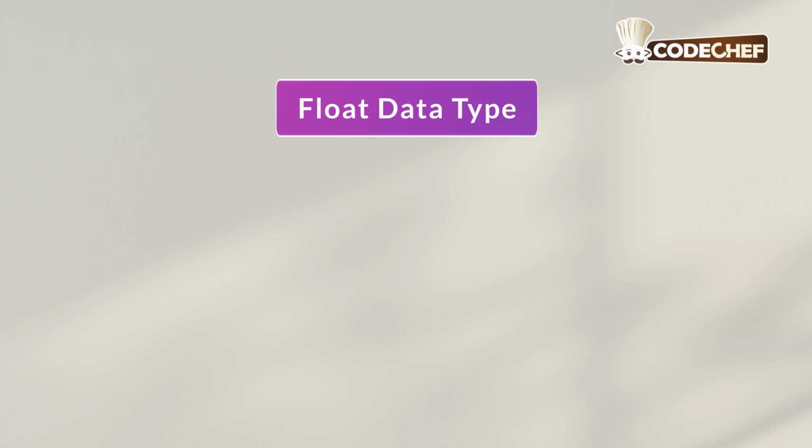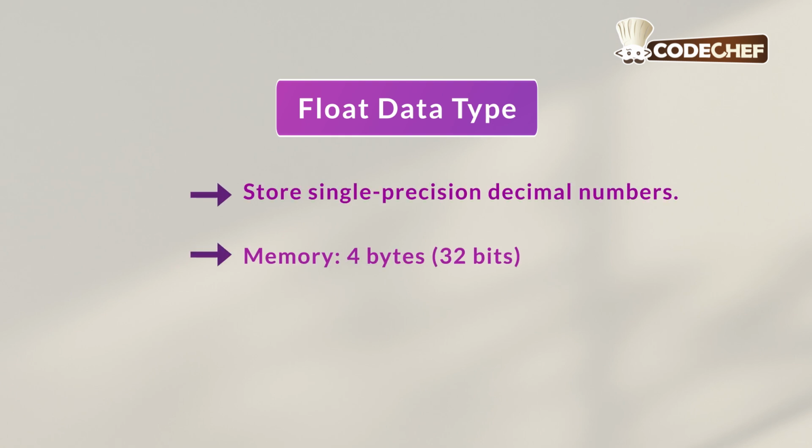The float data type is used to store single precision decimal numbers. It usually takes 4 bytes or 32 bits of memory, and it can store values approximately from 3.4 into 10 raised to the power minus 38 to 3.4 into 10 raised to the power 38. And usually it's accurate up to 6 to 7 decimal points.